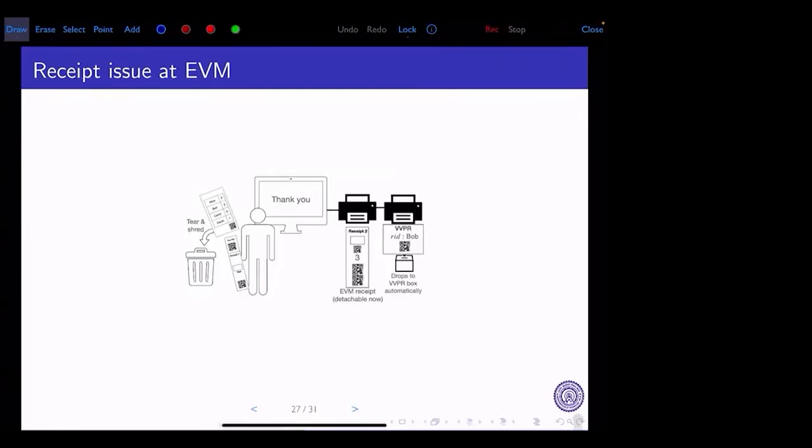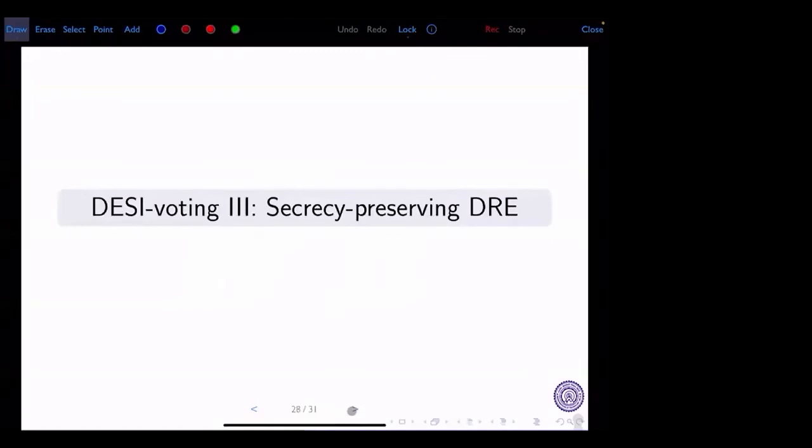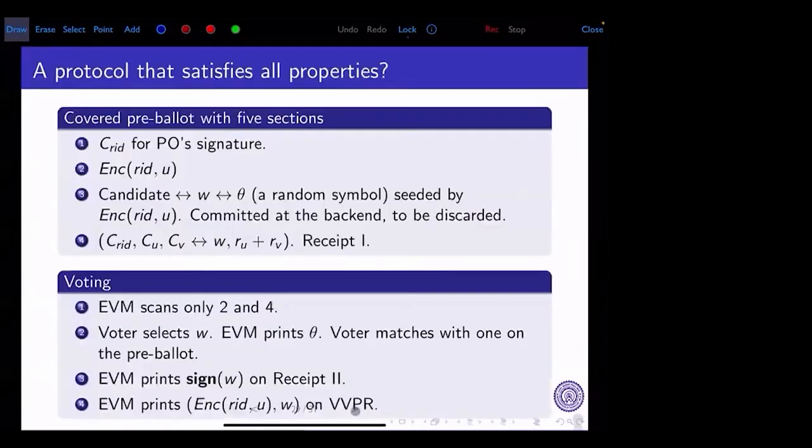That is something that I'll address in the third protocol. Give me another 5 minutes and I'll take care of the third version of DC voting, which will be secrecy preserving. And so what is the protocol? I'll just describe it in one page.